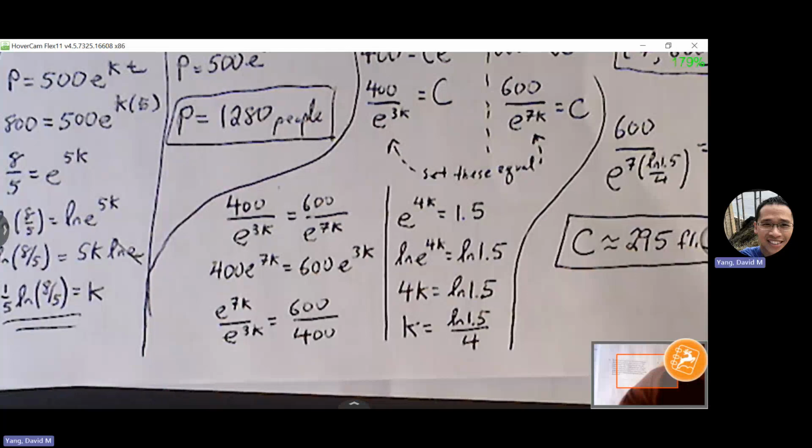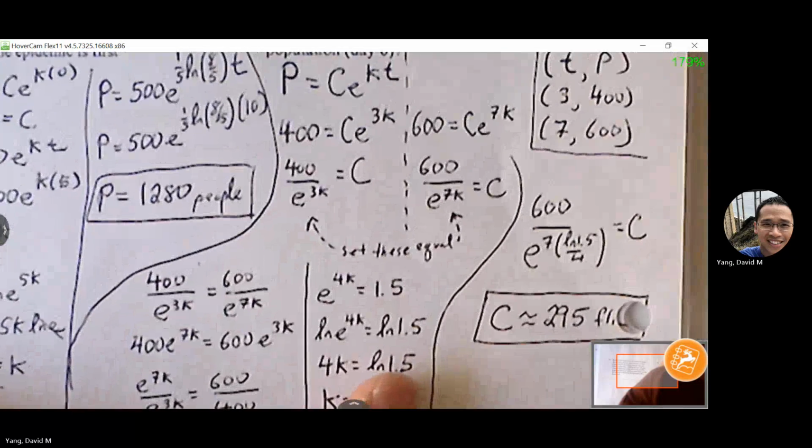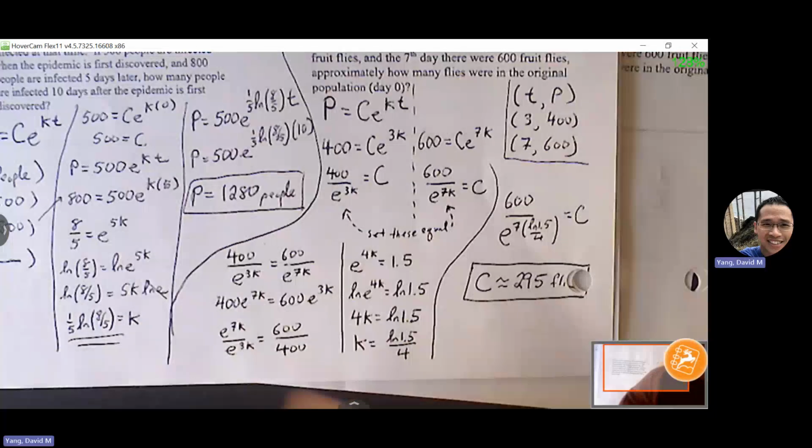Now this feels easier to work with, right? Take the natural log of both sides and solve for k. Once you solve for k, then update our equation. And now we can use either equation to solve for C. Now that we have k, we can insert k into either one of these. I chose the 600 one, and then just go into the calculator here.